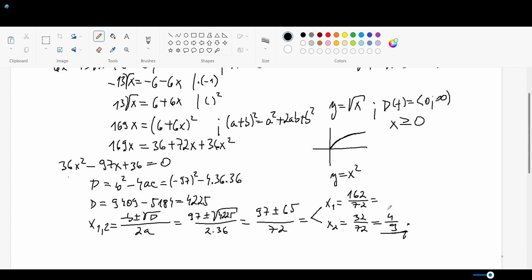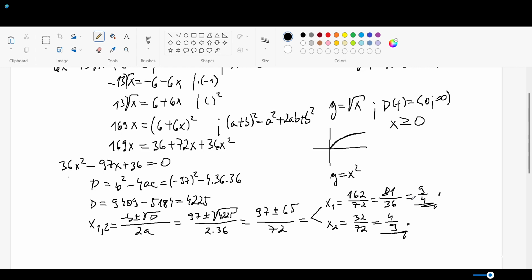What is the greatest common divisor of these two numbers? You can simply start with the number 2. Okay, so let's do it. 162 divided by 2 is 81, and 72 divided by 2 is equal to 36. Okay, very nice. Now you can see that it's number 9, so it's going to be 9 over 4. So this is our second root.